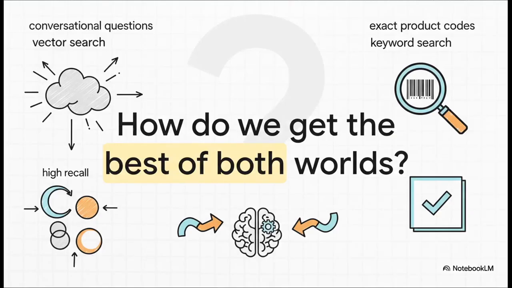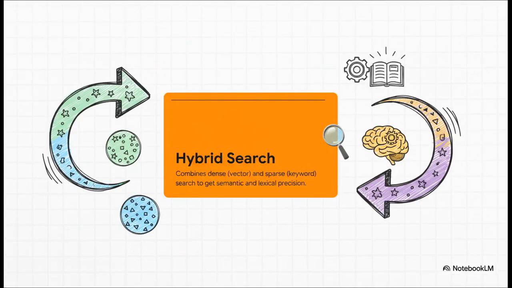But look, it's rarely that simple, is it? What if you need both? What if your users ask broad conversational questions and they also search for very specific product names? How do you get the best of both worlds? And the answer is hybrid search. To be honest, this has become the gold standard for most mature production-grade RAG systems. It's all about combining the dense vector search for meaning with the sparse keyword search for precision. It's not about picking one or the other, it's about using them together.